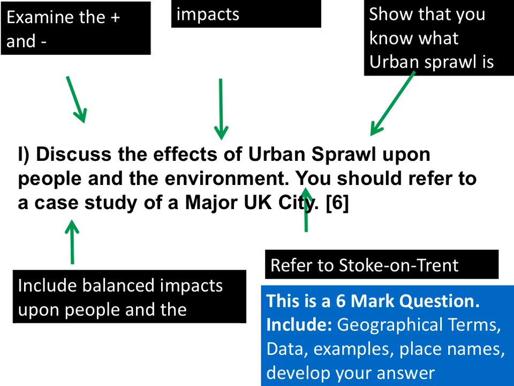So our question today is: discuss the effects of urban sprawl upon people and the environment. You should refer to a case study of a major UK city. So discuss, looking at the positives, looking at the negatives, the effects, that's the impacts. Urban sprawl, so that's the subject of this question. You need to show that you understand what it is. You don't need to write a definition, but just weave in there somewhere your understanding. Your answer needs to talk about people, and it needs to talk about the environment, and it needs to be pretty balanced between those two. And we should refer to a case study of a major UK city, and ours of course is Stoke-on-Trent.